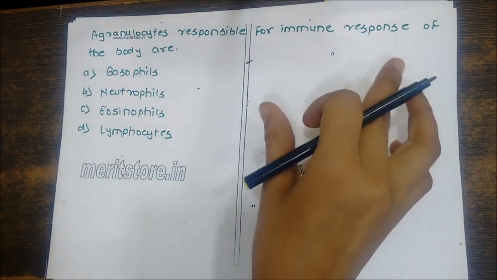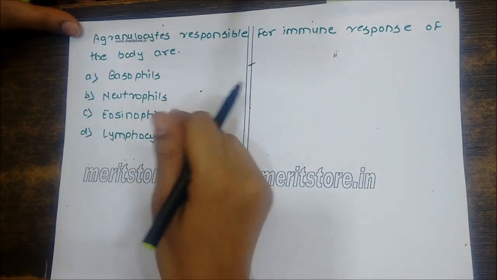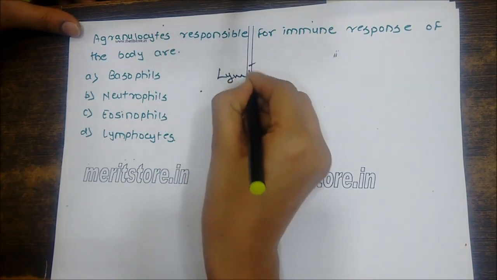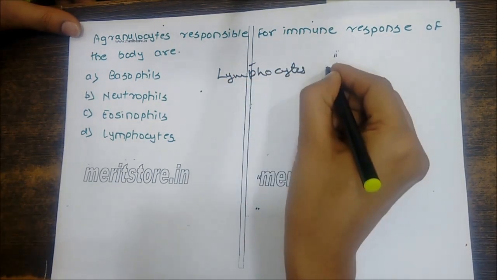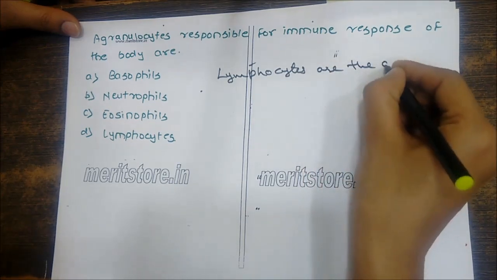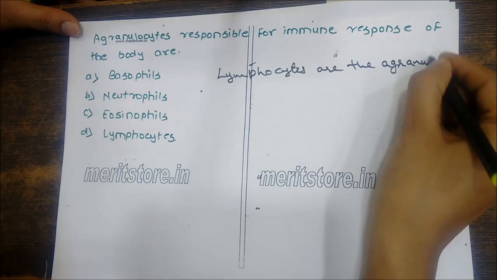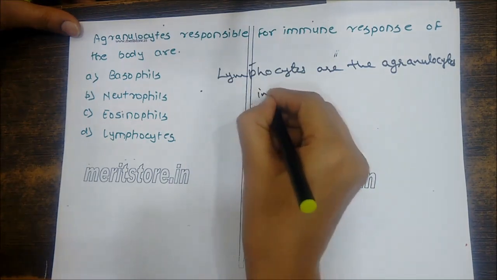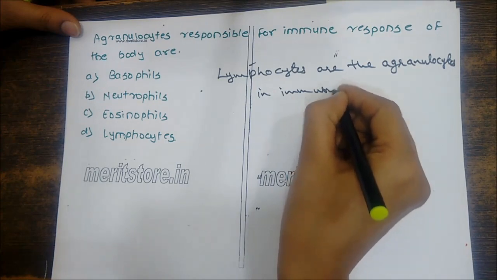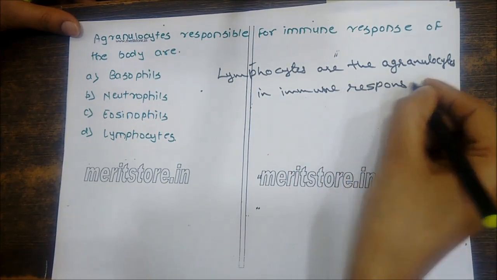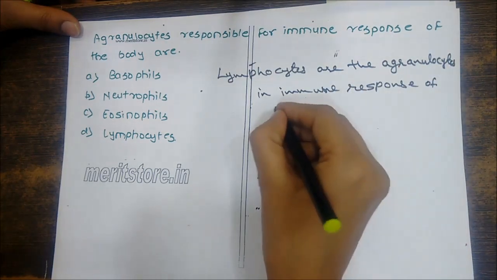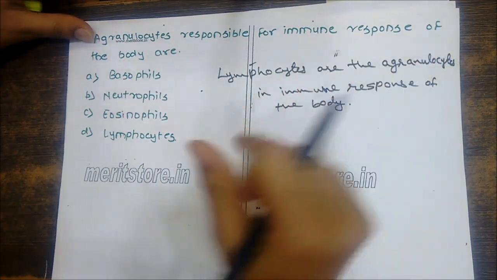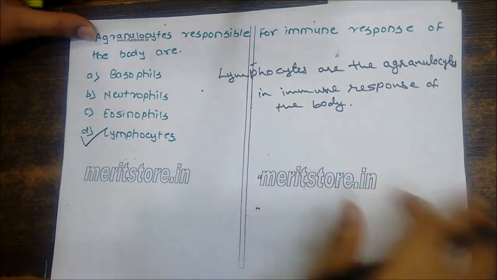Agranulocytes responsible for immune response of the body are: A. basophils, B. neutrophils, C. eosinophils, D. lymphocytes. Now, lymphocytes are the agranulocytes involved in the immune response of the body. So the agranulocytes responsible for immune response of the body are lymphocytes, that is D.